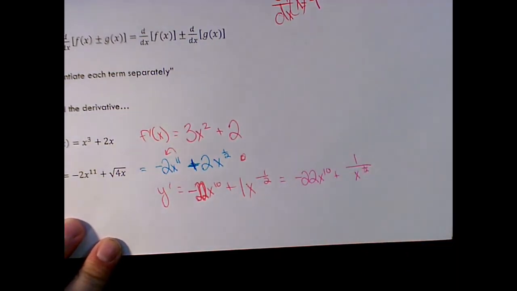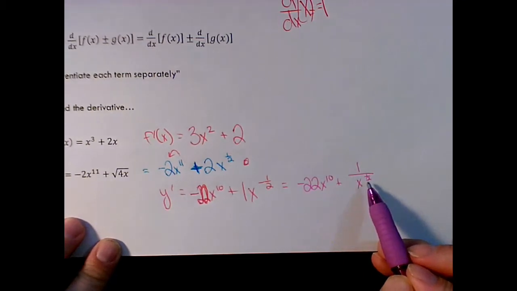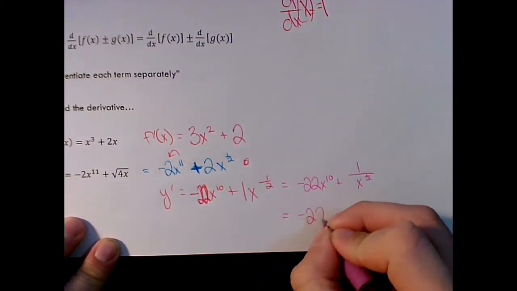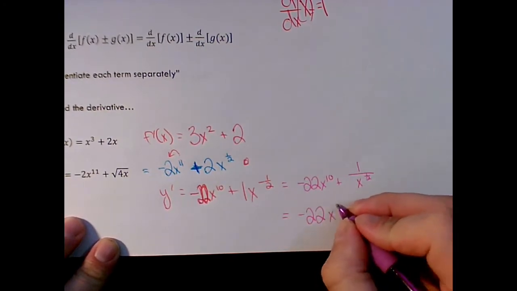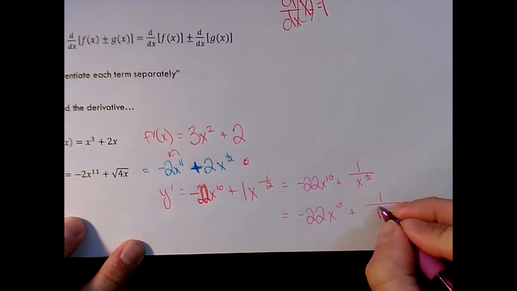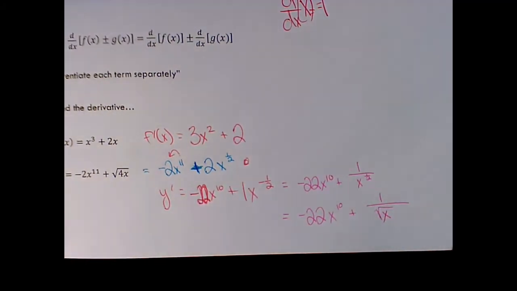I still hate the way that looks. Why? I just don't like fraction exponents. They look sloppy. So last but not least, negative 22, Taylor Swift special, x to the 10th plus 1 over root x. Now I'm happy.